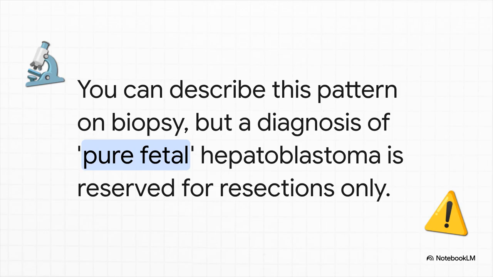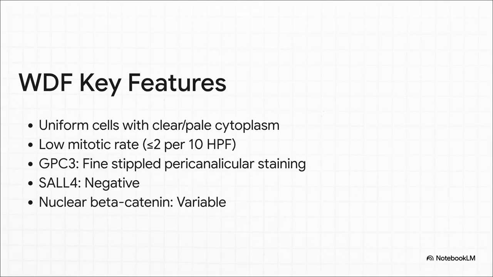But here is a critical point from the protocol. You can describe this pattern on a biopsy, but you can never call it a pure fetal hepatoblastoma. That diagnosis is only for resection specimens, after you've seen the whole tumor. So what are you looking for? Morphologically, it's a super low mitotic rate. We're talking 2 or less per 10 high-power fields. But really, your immunohistochemistry is going to be your best friend here.